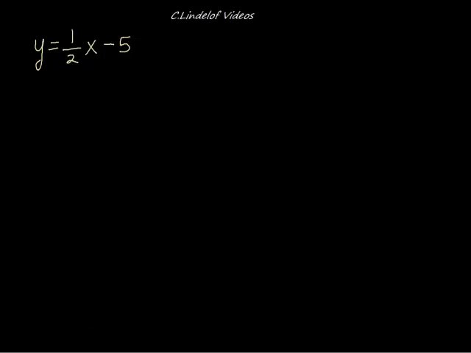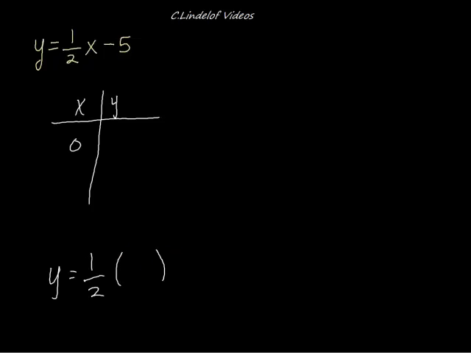Here's the last one, which is a little bit interesting because this is one that people kind of mess up because they're not sure how to make this easier on themselves. Same thing, XY table. You know I'm going to use 0. I'm going to plug 0 in and get y is equal to 1/2 x minus 5. I'm going to plug in 0 and get negative 5 out.